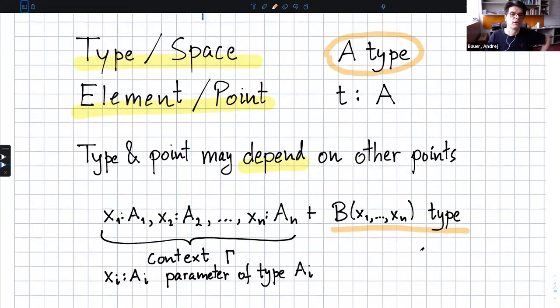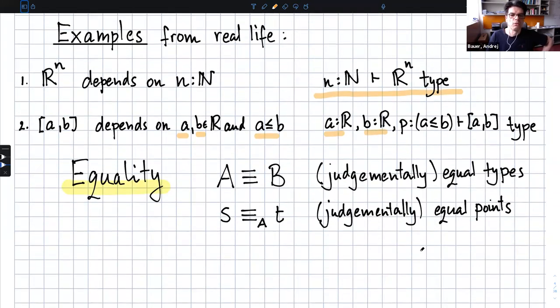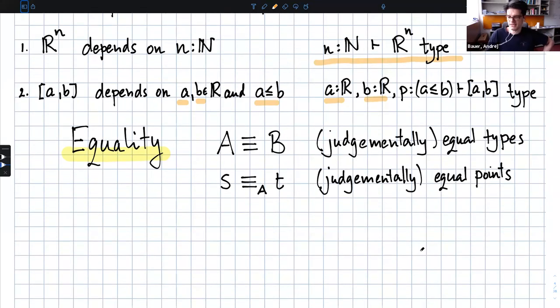Apart from having points and types, we also have a notion of equality, which when we need to make it precise, we shall call judgmental equality. You will hear people say definitional equality. I don't like the word definitional equality, I think it's confusing. This is called judgmental equality because these are judgments here. And of course, judgments also appear in context. So we should really be saying here that we can have Γ here, and this is saying A and B are equal types, or s and t are equal points of type A.